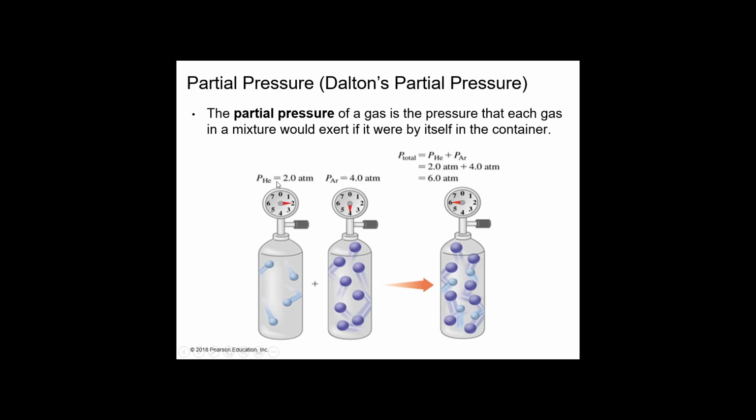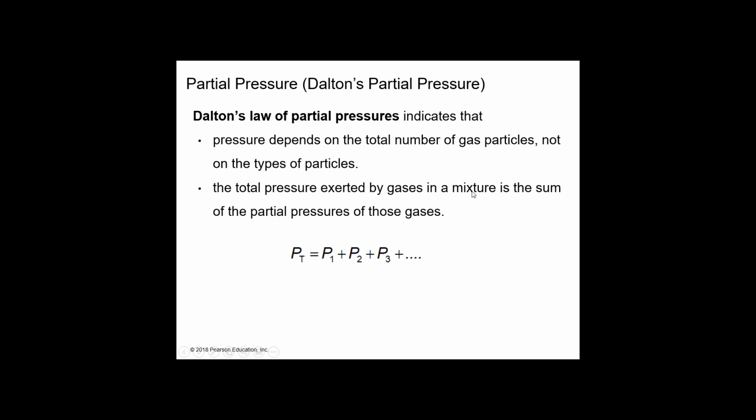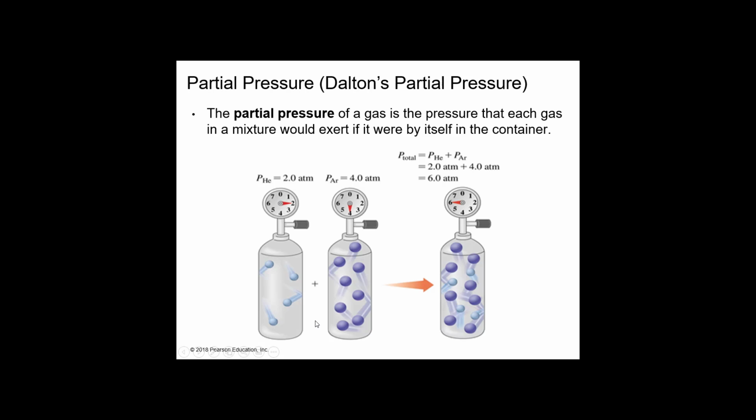Here's an example. The partial pressure of helium is 2.0 atm, and you can see it's in a container by itself. The pressure of argon is 4.0 atm, and it's by itself. But when we add them together, the pressures do not change for these gases. They act as if they are in this container alone and not in the presence of another gas. So we add them together. The partial pressure of helium plus the partial pressure of argon equals the total pressure at 6 atm. That's what this formula represents.